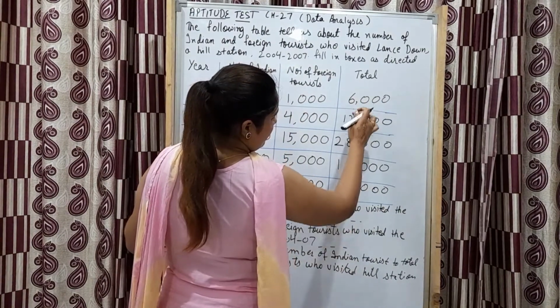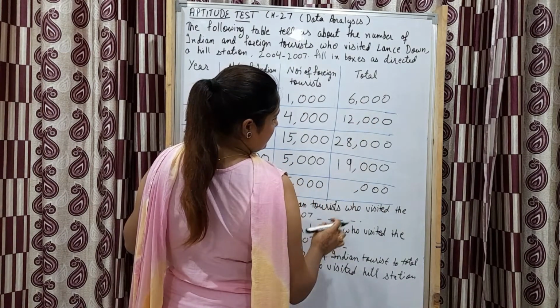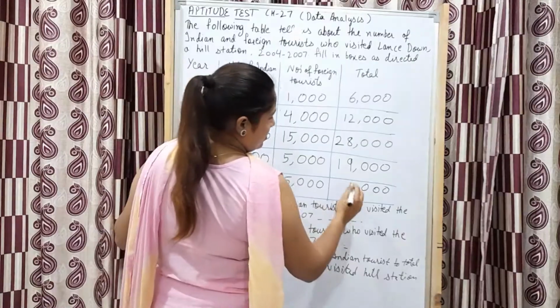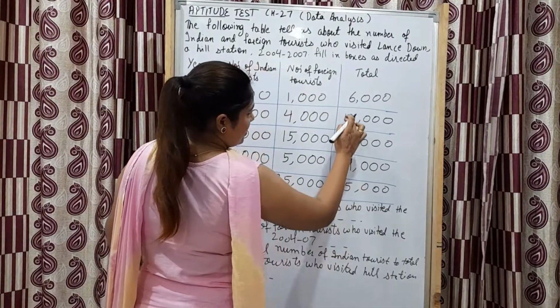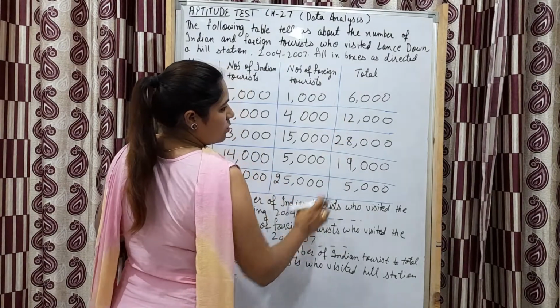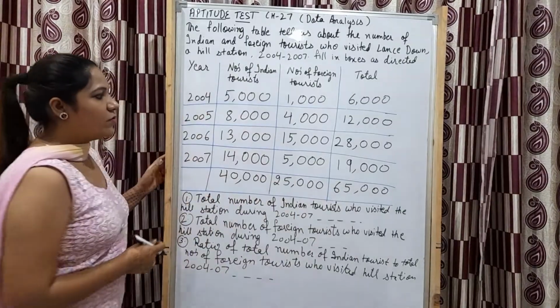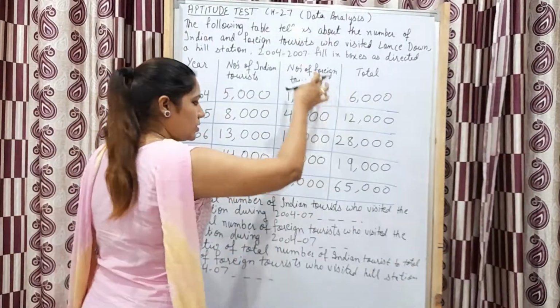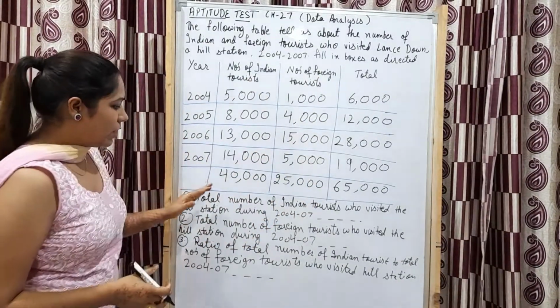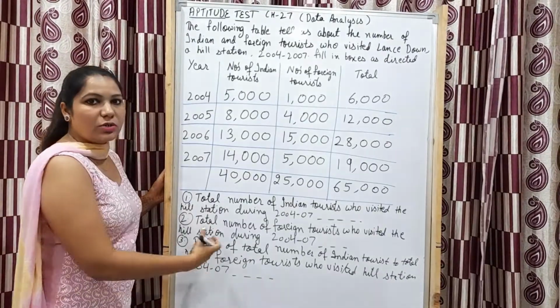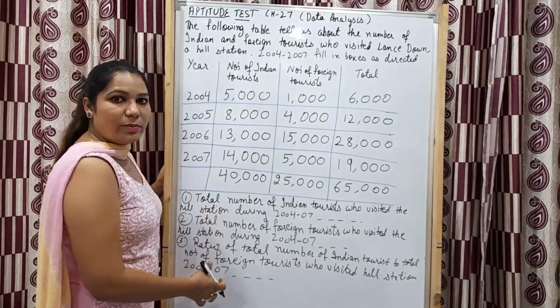Then we will add them again. 6 plus 2, 8. 8 plus 8, 16. 16 plus 9. 2 plus 1, 3. 3 plus 2, 5, plus 1, 6. So we add them horizontally and also vertically. Now we have to give the answer of these questions. I have written 3 questions, and the 2 more you will do yourself.